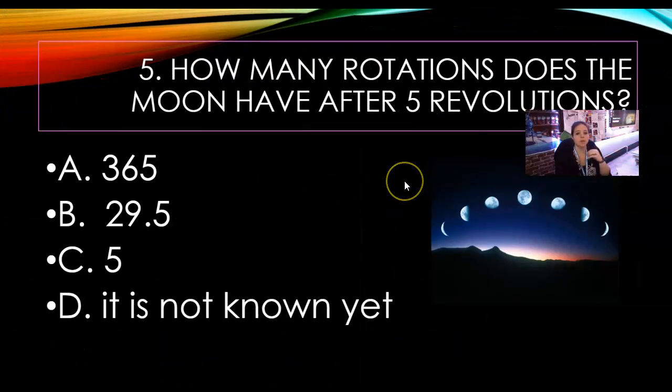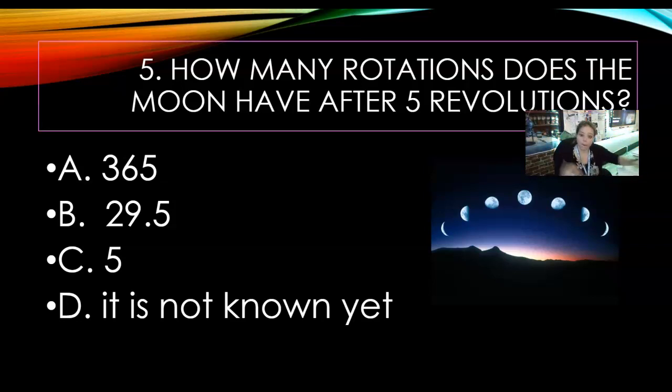Last but not least, how many rotations, spinning in a circle, does the moon have after 5 revolutions? Is it 365, 29.5, 5, or not known yet? This one's really, really, really tricky. It is 5. So if I have 5 revolutions around the Earth, it is rotated 5 times.